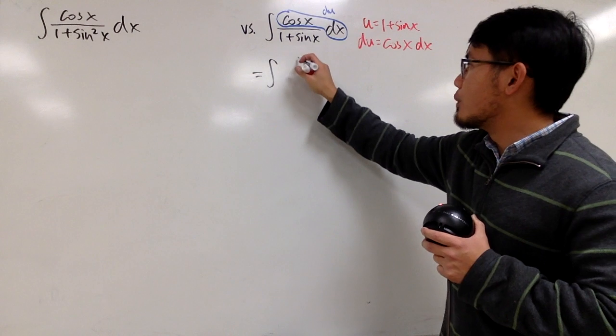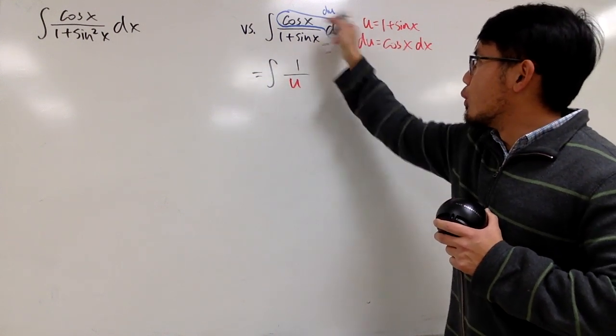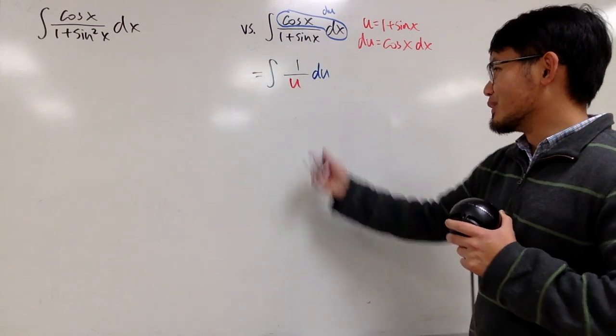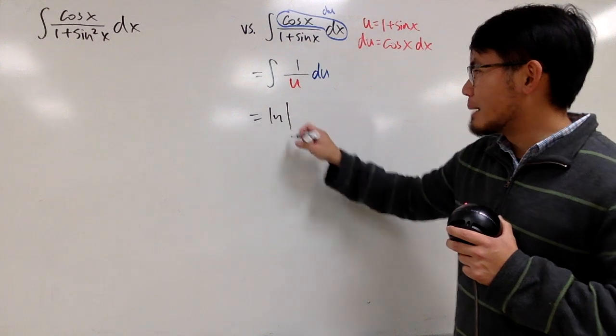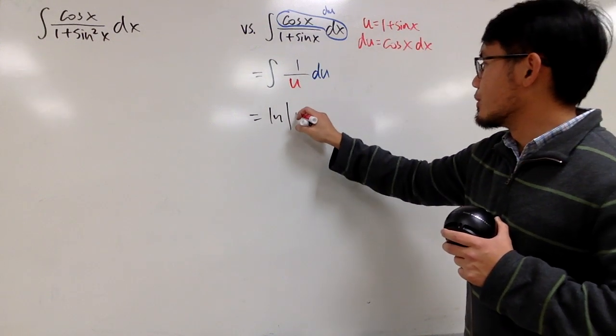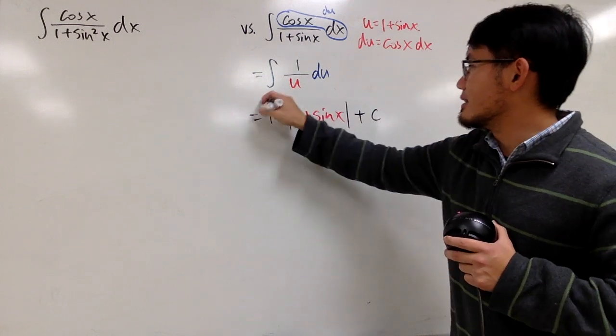The integral, and we have 1 over, this right here is just u, and then all that is our du. So right here, we can just say the answer is natural log of absolute value. Inside is just u, and you put back for the u, 1 plus sine x. And we are done. That's it.